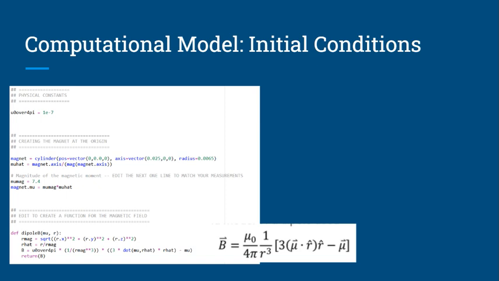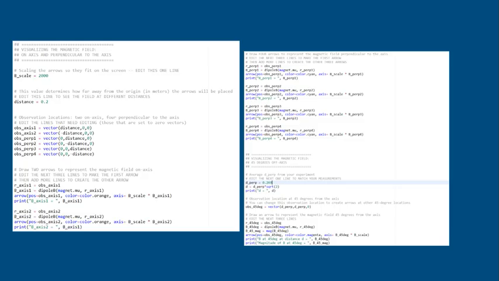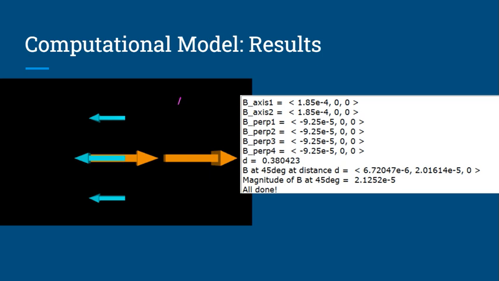So for the computational model, here we have our initial conditions. As you can see, we edited the mu mag from the beginning of the experiment to our value and applied the equation from the principal slide that allows us to find the magnetic field at any point. After that, we created the arrows that represent the magnetic field at different locations of the field with different magnitude and direction. And we also found the magnetic field at the location that is 45 degrees off the axis.